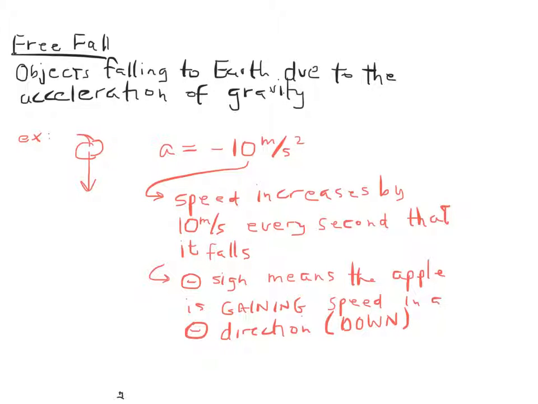The other thing I want to point out is that your textbook starts off by telling you that the acceleration due to gravity is actually negative 9.8 meters per second squared, but we will round that up to negative 10, just to keep the math simpler. It's okay to use 9.8, it's okay to use 10, we can go back and forth. So this is a quick introduction to free fall.